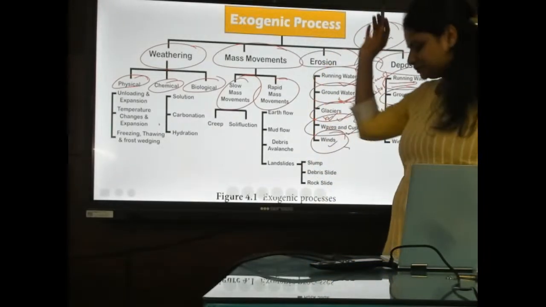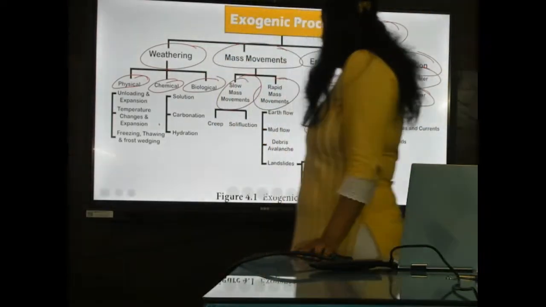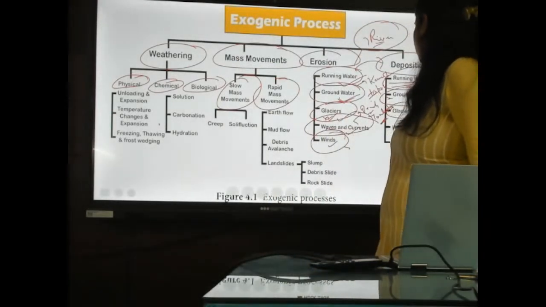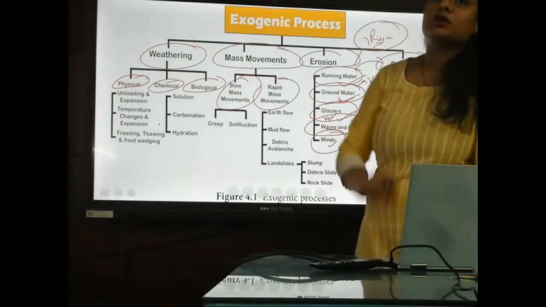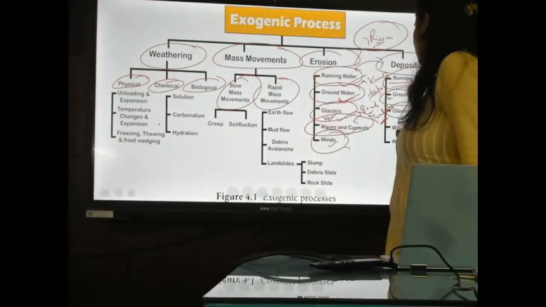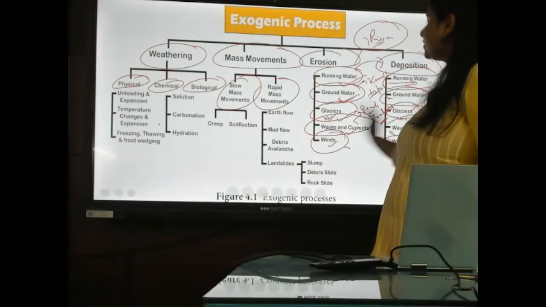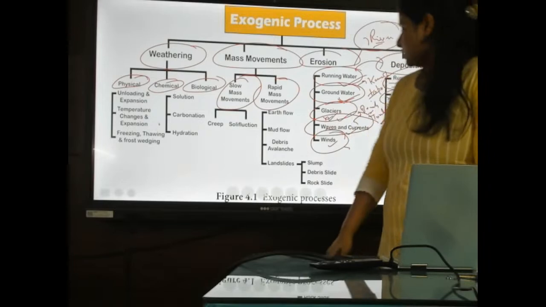There are some different features in the karst topography that we will also see. In glaciers, we will talk about moraines. So these things are the waves and current. Wind both have depositional and erosional features.